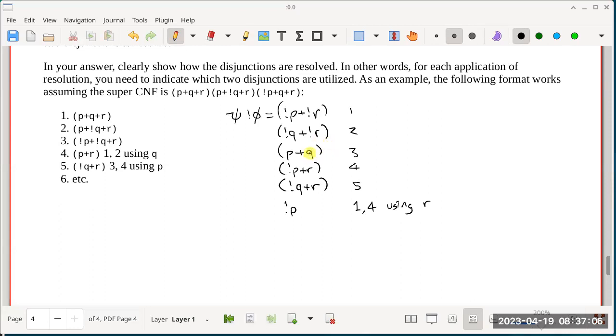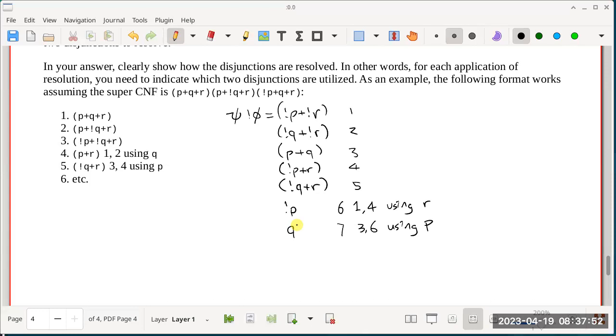So the idea to single out this Q here is to combine 3, and this is now 6, right? So by combining 3 and 6, we have Q left over. So we say this is number 7, which is the result of combining 3 and 6 using P. So we single out Q in this case. All right, so if we can single out P, then we are done. If we can single out just Q, we are also done.